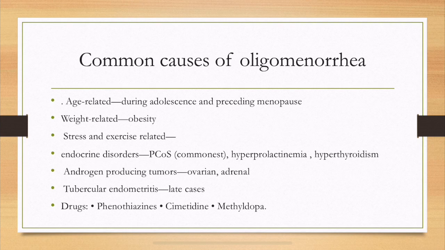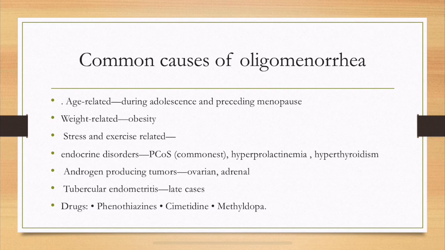The common causes for oligomenorrhea, for the menstrual cycle to be prolonged for more than 35 days, what are the causes? If it is age related, it is during adolescence and preceding the menopause. If it is weight related, it is due to obesity. Obesity can cause a change in the hormonal levels, which will result in oligomenorrhea.